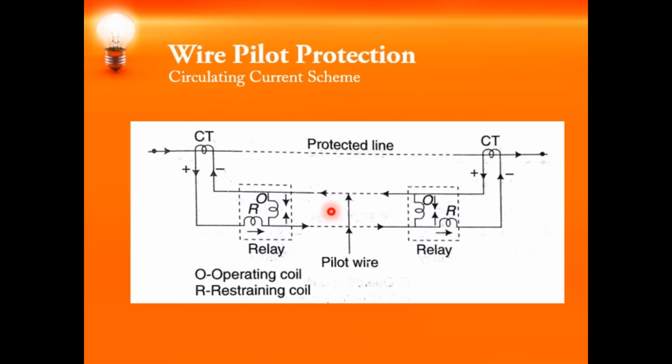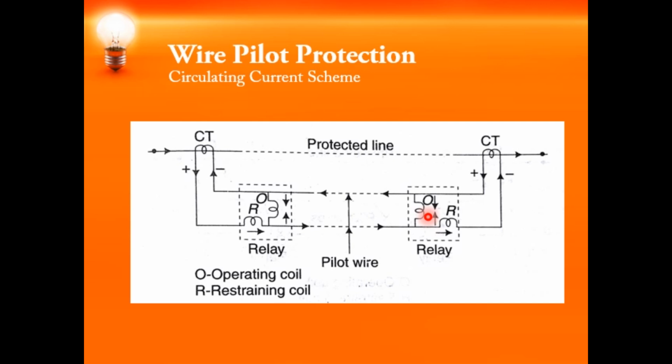Under normal conditions and in the case of any external faults, the current will not flow through this operating coil, whereas in the case of internal faults, the faults occurring in this zone, the polarity of the remote CT will reverse. Say if a fault has occurred at this point, the remote CT is this one. At that end, the polarity of the CT current will reverse and that in turn will cause the current to flow through the operating coil, which will operate the relay. That is how the transmission line will be protected. This is the circulating current scheme.